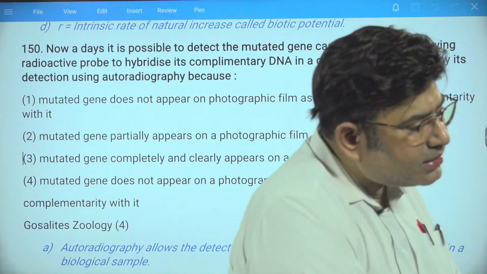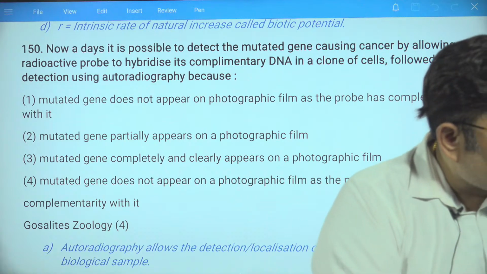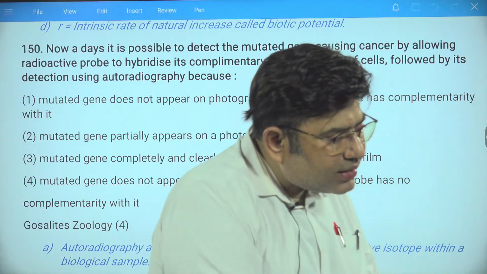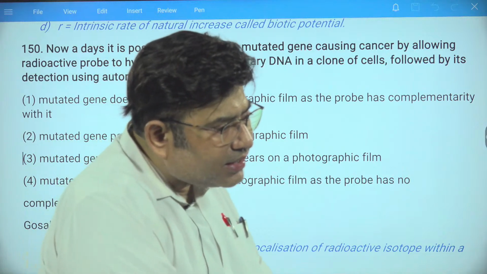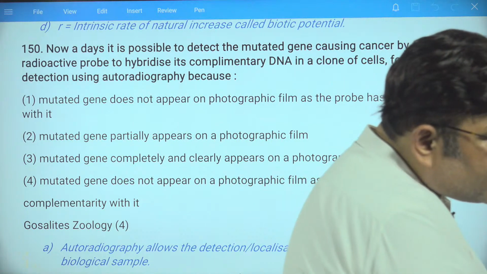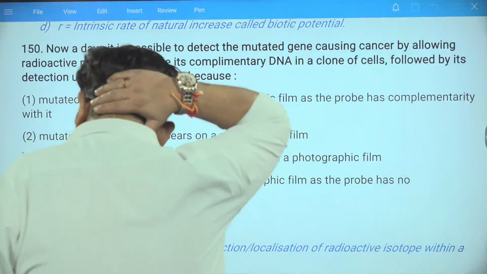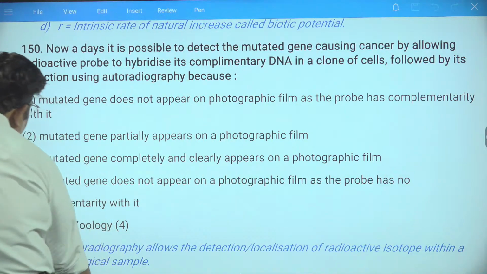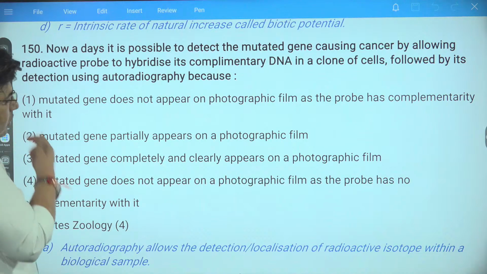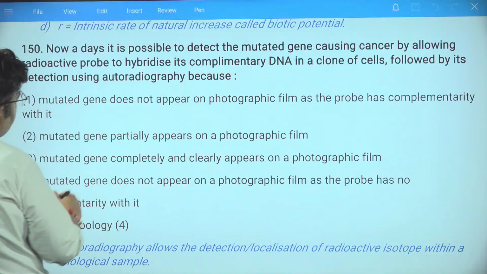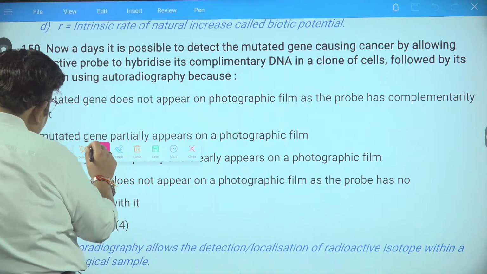Okay, Shweta, your answer is correct. Yes, if you are giving the answer from yourself, that means you are really understanding. 1, 2, 3, your answer is beta. Okay, you will decide what is right, what is wrong. Mutated gene, that means abnormal gene, does not appear on the photographic film, correct? So far it is correct. I'm saying, so far it is correct.